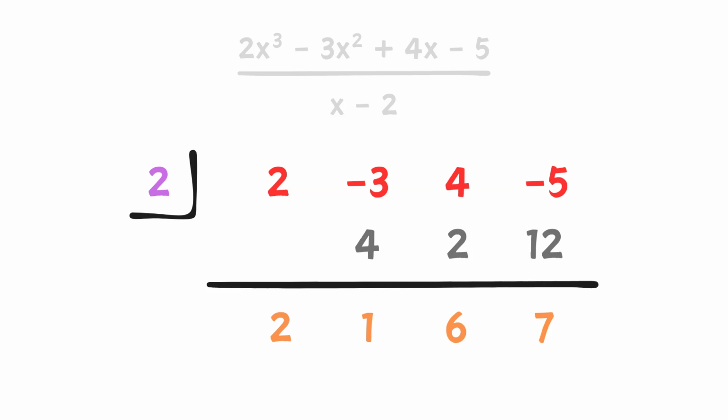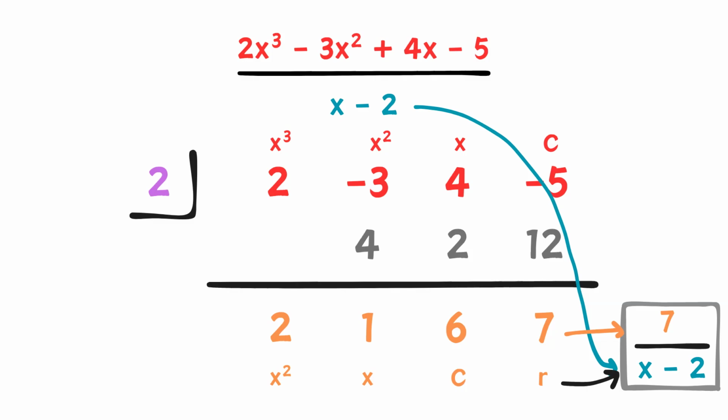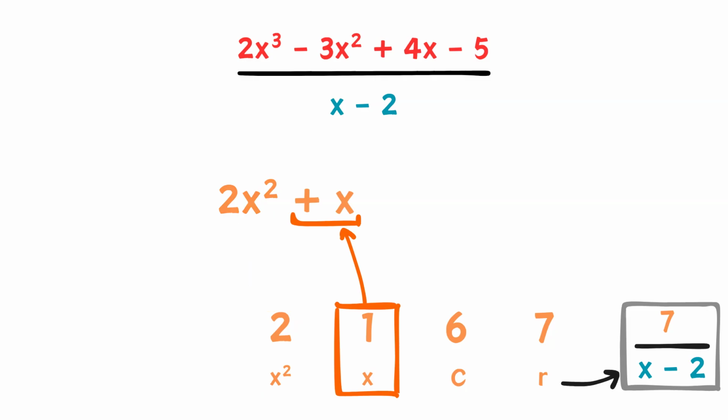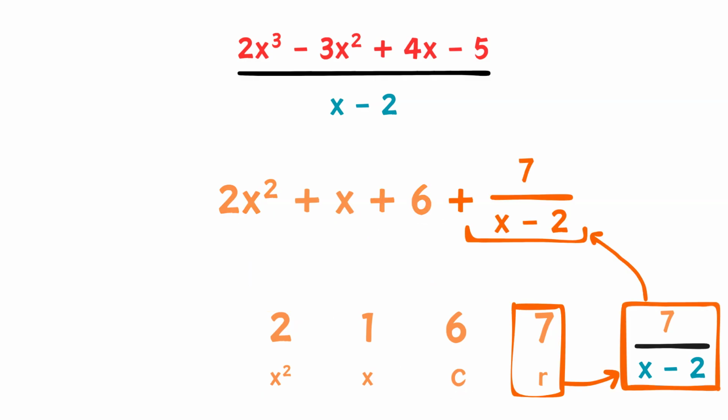Each term in the quotient has an exponent 1 degree lower than the original dividend. X cubed becomes x squared, becomes x, becomes a constant, and our constant will become the remainder, which is 7 over our divisor. So this gives us our quotient. The answer is 2x squared plus x plus 6 plus 7 over x minus 2.